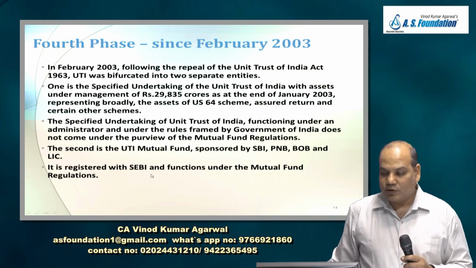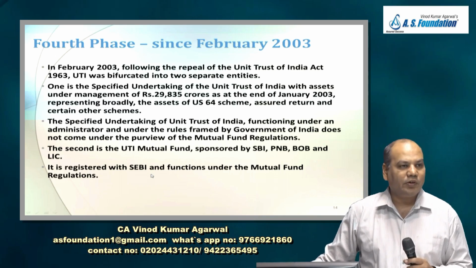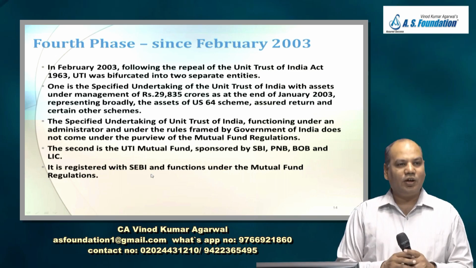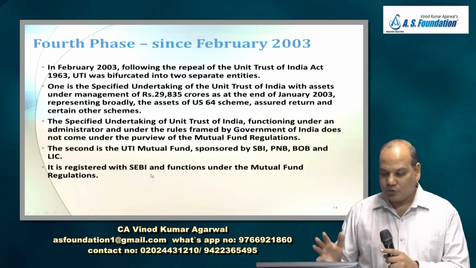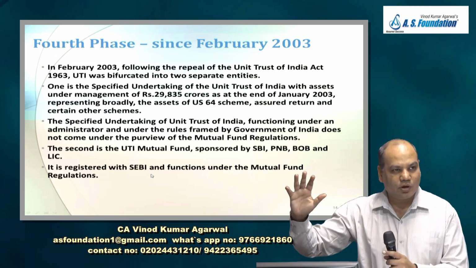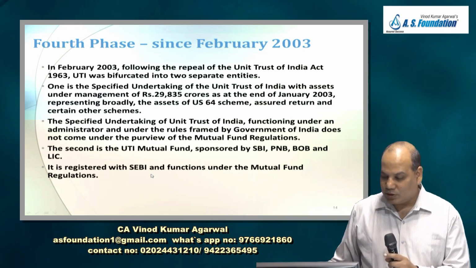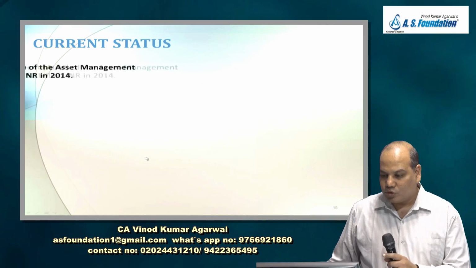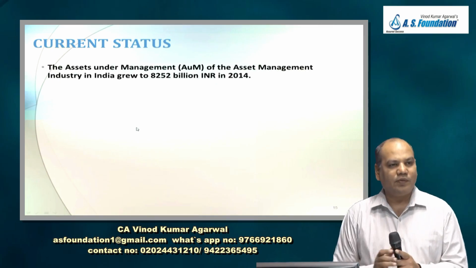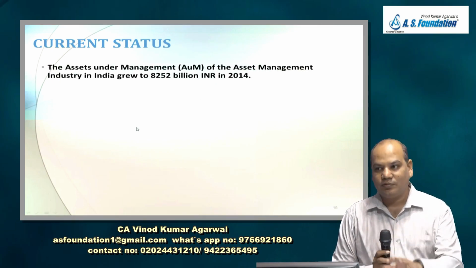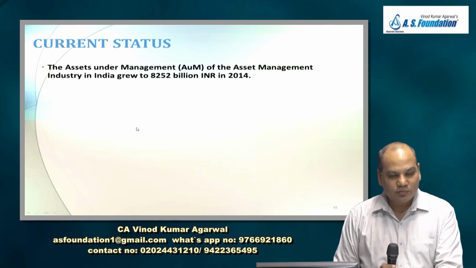So in the fourth phase, the important event is UTI was bifurcated into SUUTI and Unit Trust of India. The first one is still under government regulation, outside SEBI purview. Second one comes under SEBI purview now. So what you see in the newspaper, advertisement, etc. is that second one.